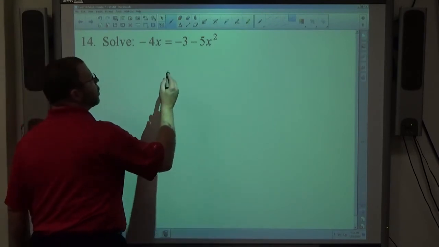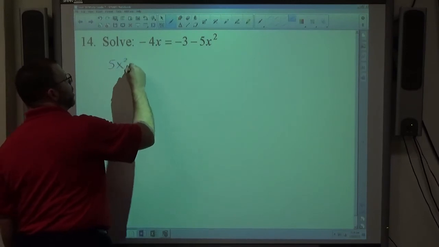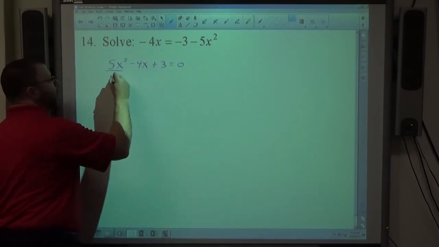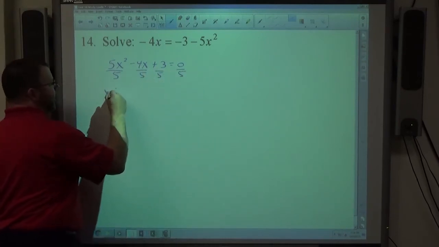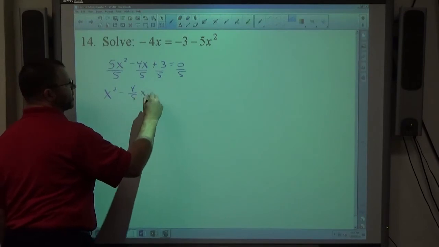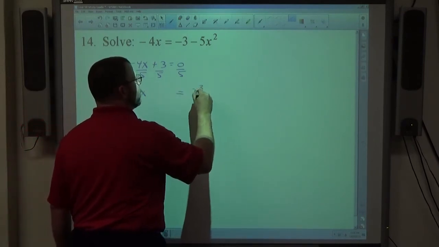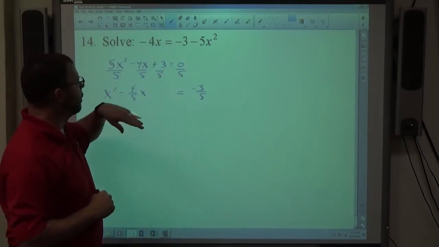So first of all, completing the square, I'm going to move everything to the left. So 5x squared minus 4x plus 3 is equal to 0. Divide by 5 throughout. X squared minus 4/5 x equals, moving this over, negative 3/5. All right, so maybe I could have left the negative 3 over there to begin with. Doesn't matter.